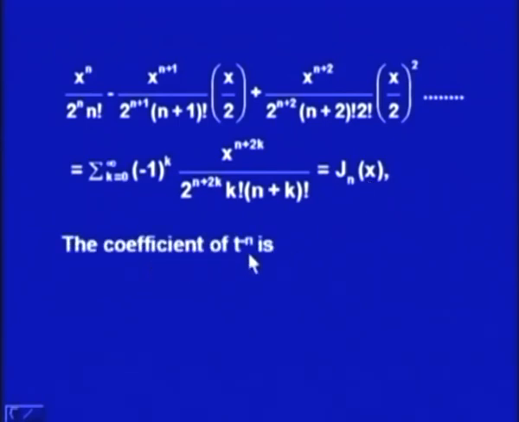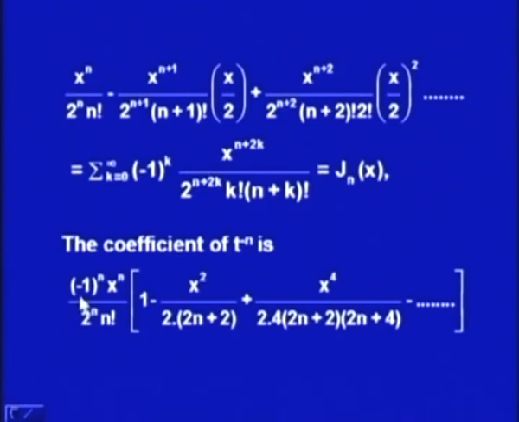Next we collect the coefficients of t to the power minus n. So, for that we will multiply the coefficient of t to the power minus n by 1, then t to the power minus n minus 1 by t, and then t to the power minus n minus 2 by t square and so on, and we see that we get the coefficients of t to the power minus n as minus 1 to the power n into x to the power n over 2 to the power n into n factorial, multiplied by this infinite series 1 minus x square over 2 into (2n plus 2) plus x to the power 4 over 2 into 4 into (2n plus 2) into (2n plus 4) and so on, which is equal to minus 1 to the power n into Jn(x), and we know that when n is an integer, minus 1 to the power n into Jn(x) is J minus n(x).